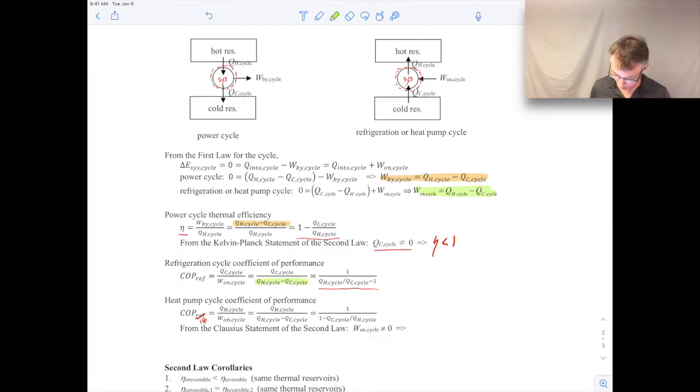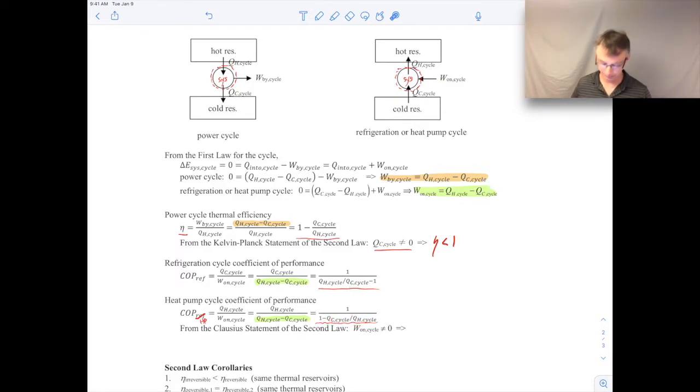And again, we can make use of the first law expression there. So we get another expression for the coefficient of performance in terms of the heat transfers. The coefficient of performance expressions for the refrigeration cycle and heat pump cycles look similar, but they are different. In the denominator here, we have QH over QC minus 1. Here we have 1 minus QC over QH.